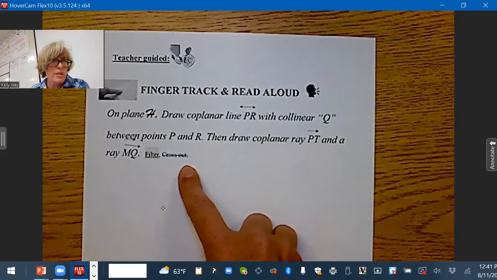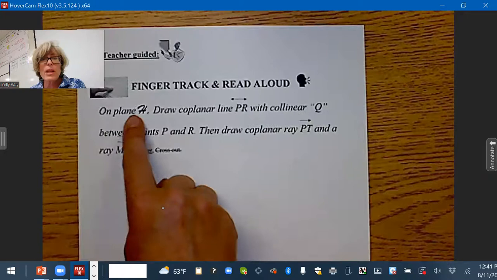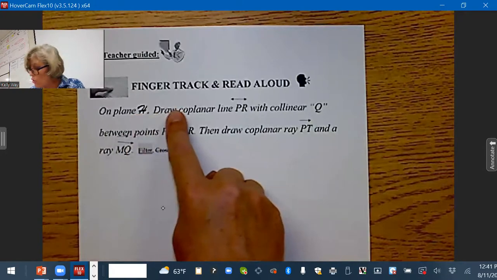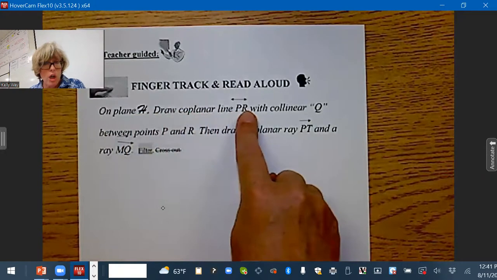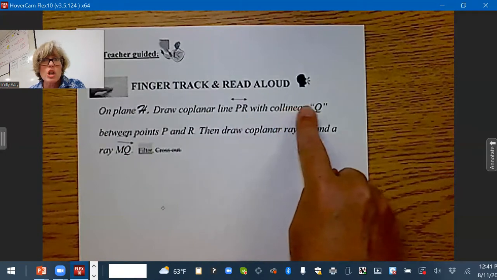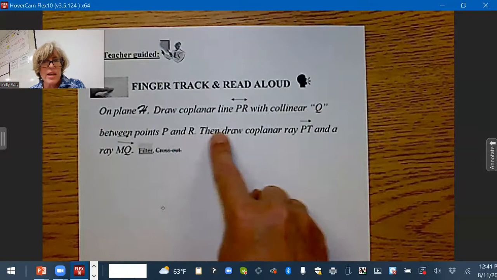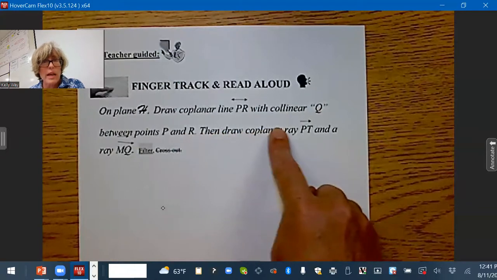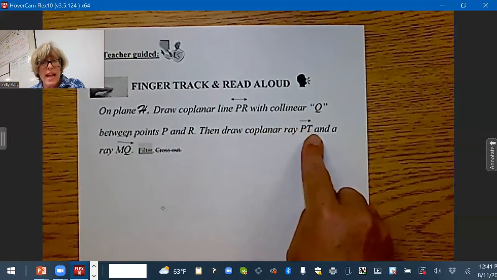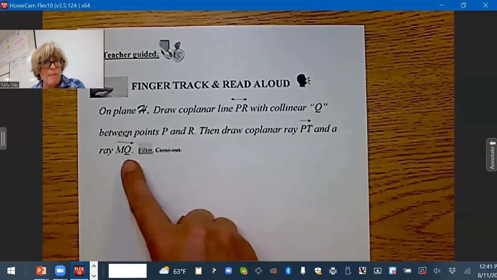You're like, Miss Way, what happened to the sound? You should have been providing the sound. You should have been reading out loud. You should have heard this coming out of your own lips. On plane H, draw coplanar line PR with collinear Q between points P and R. Then draw coplanar ray PT and a ray MQ.